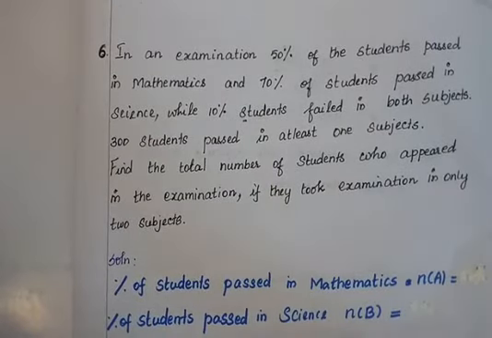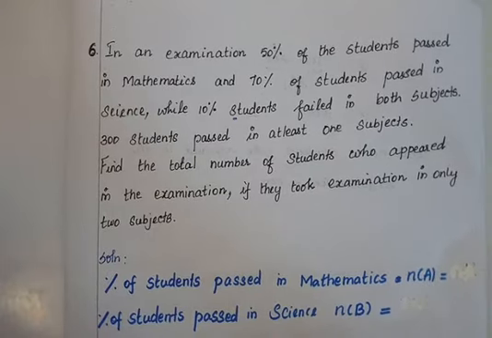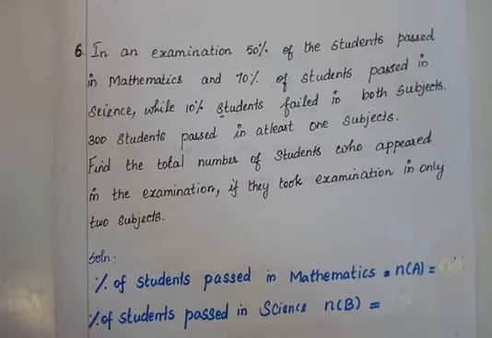Sixth question. In an examination, 50% of the students passed in mathematics and 70% of students passed in science, while 10% of students failed in both subjects. 300 students passed in at least one subject. Find the total number of students who appeared in the examination if they took examination in only two subjects.